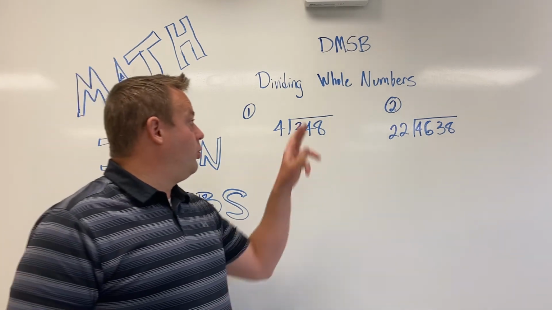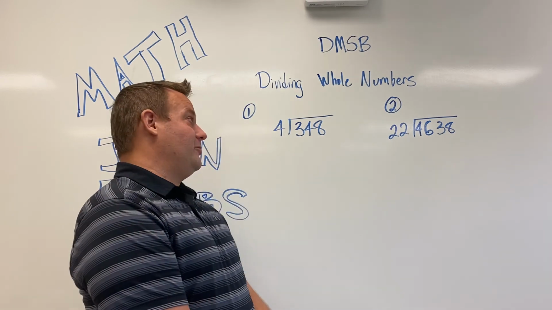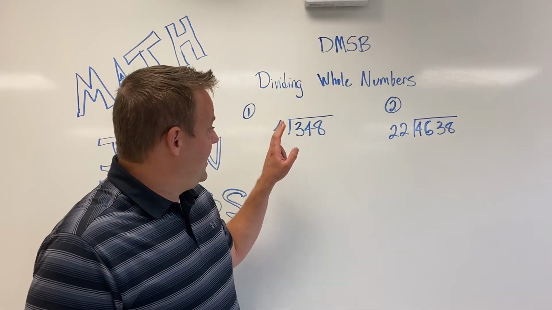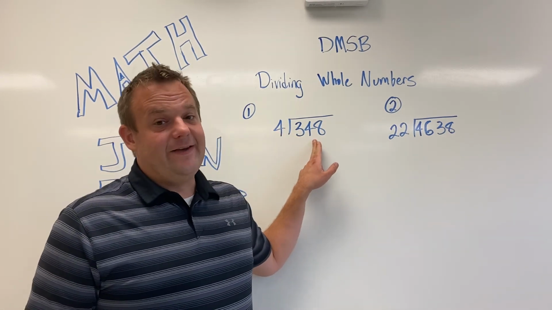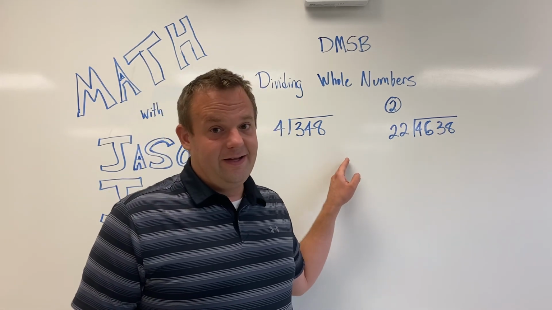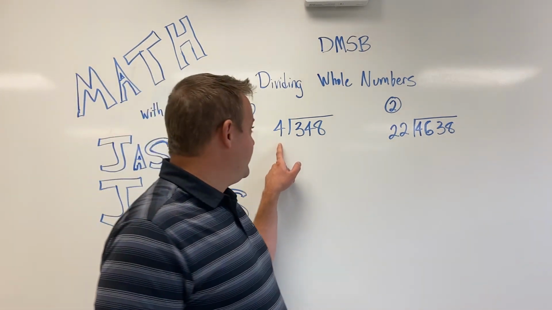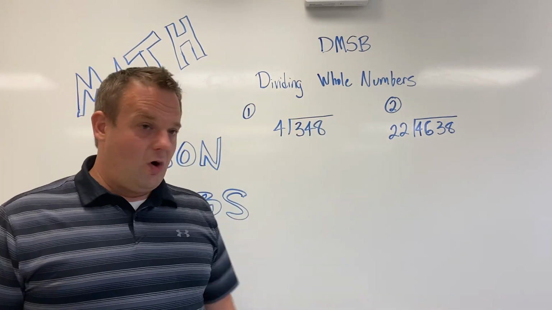And we've got to find the quotient. Now, the quotient is the answer to a division problem. We've got to know these terms too for 6th grade. The 348, that is the dividend. The dividend is the number in the box. The dividend is being divided by the divisor. So that 4 outside the box is called the divisor. And then your answer, that's going to be the quotient.